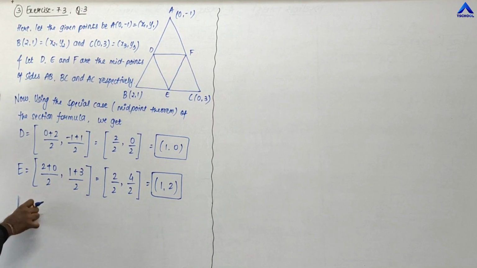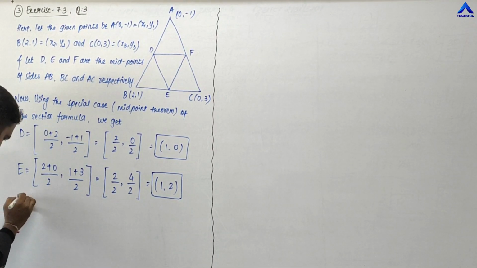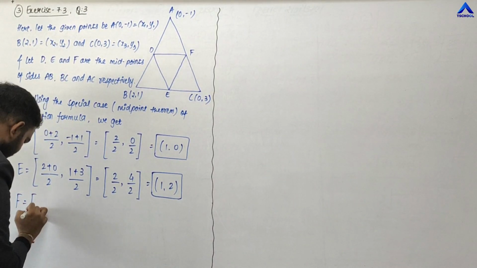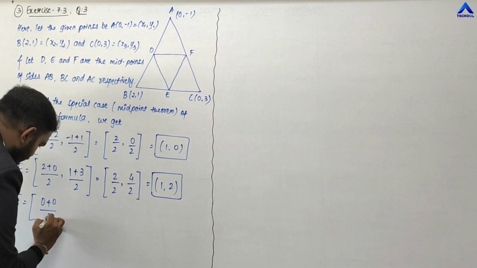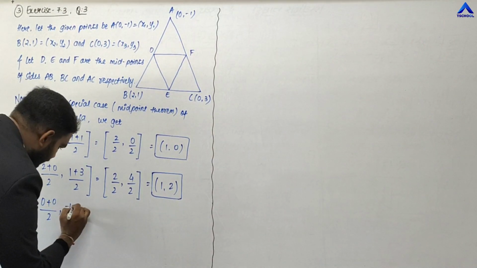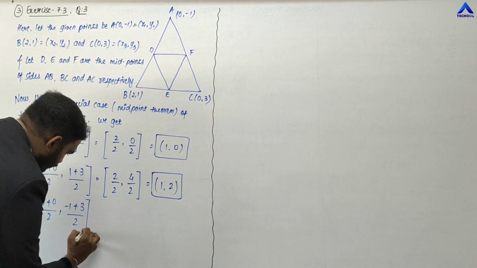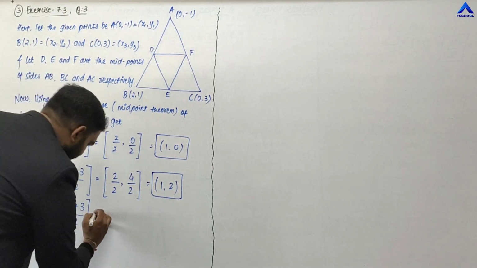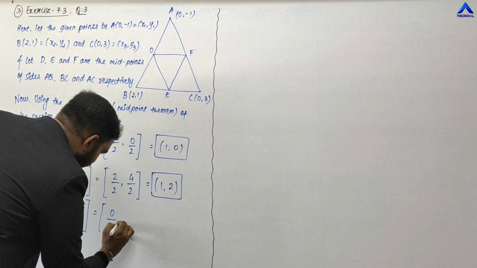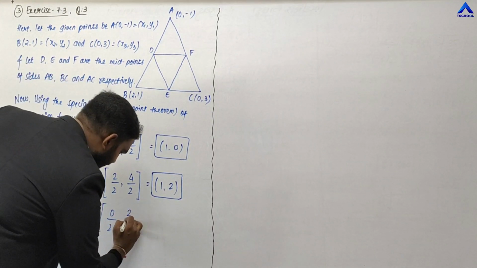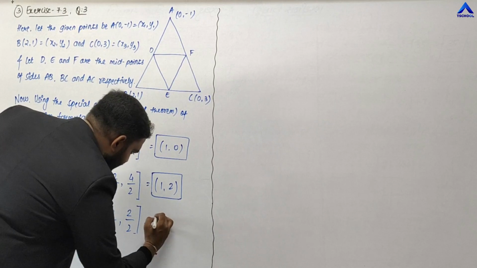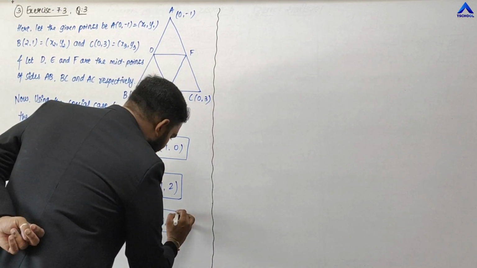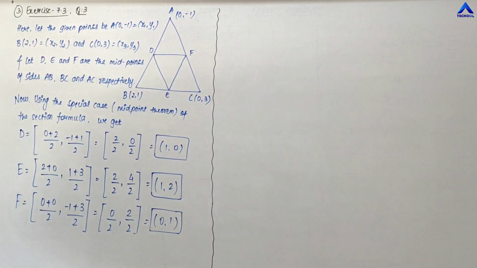So F equals to, what is F, friends? F is the midpoint of A and C. So F equals (0 plus 0) by 2 comma (minus 1 plus 3) by 2. 0 plus 0 is in fact 0, so there is no need to add up here anything. That is equal to 0 by 2 comma (minus 1 plus 3), that is 2 by 2, which is equal to (0, 1). So we got the coordinates here, friends, of D, E and F, right?